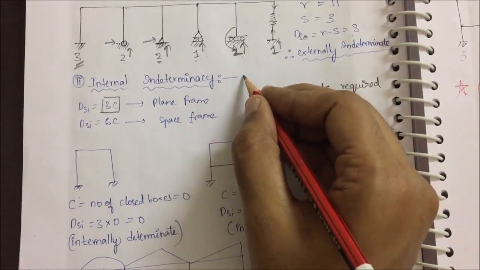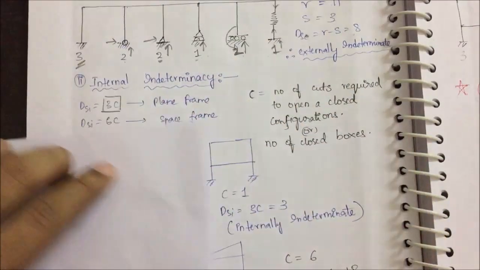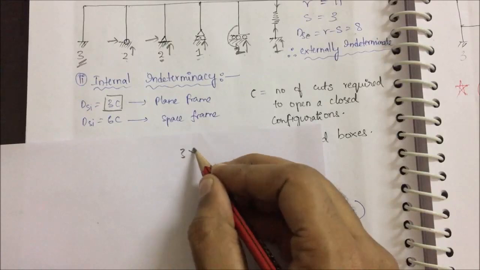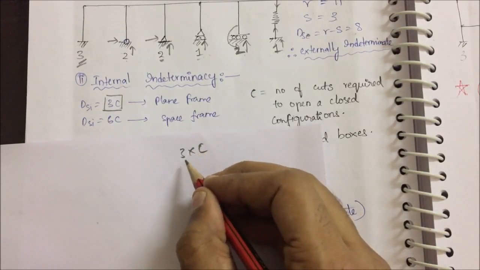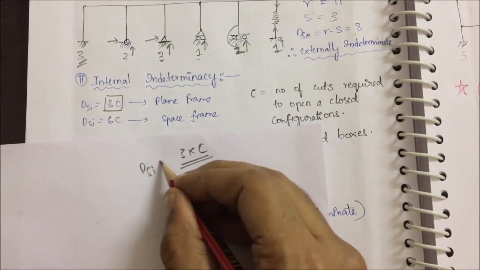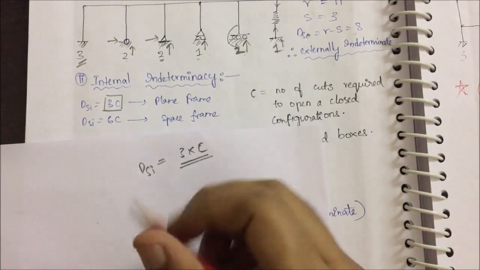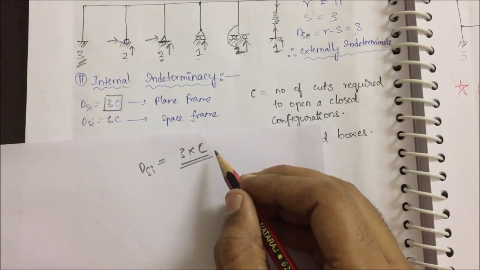I have a simple formula to find internal indeterminacy. What is that formula? The formula is 3 into C. For all plane frames we just have to use this simple formula for our static internal indeterminacy. What is that? 3 into C. What is C? C is the number of closed boxes.